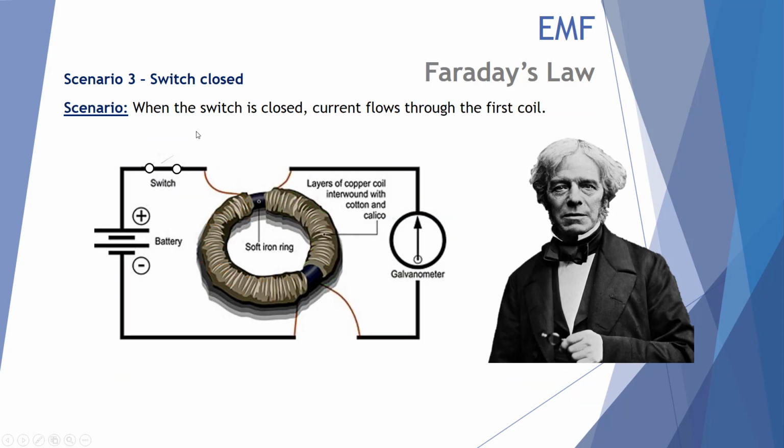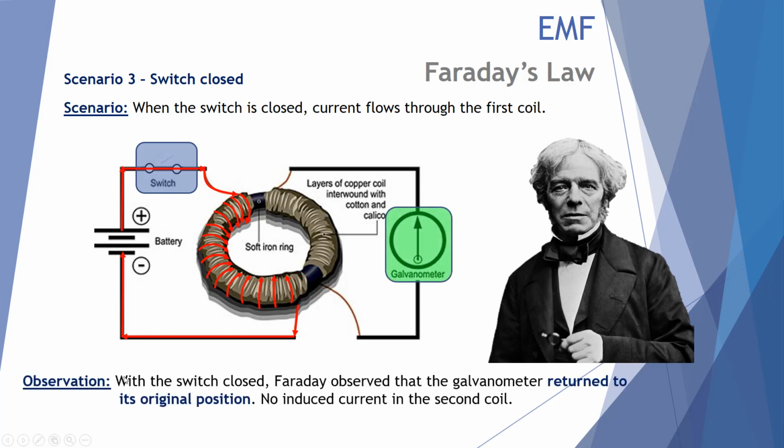Scenario 3, when the switch remains closed permanently. When the switch is closed, current flows through the first coil, as we see. Surprisingly, with the switch closed, Faraday observed the galvanometer return to its original position. No induced current in the second coil.